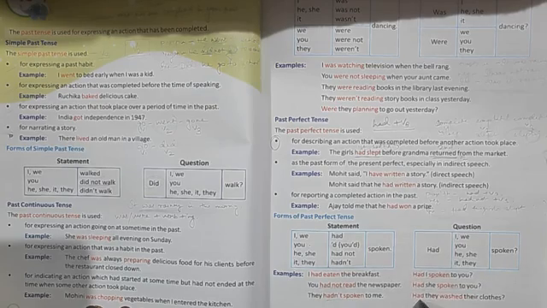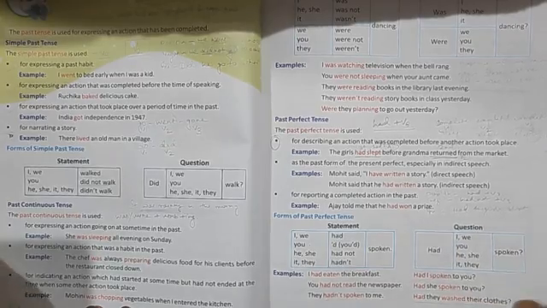See, I had eaten the breakfast. You had not read. They had not spoken. Had I spoken? Had she spoken? Had they washed their clothes? Okay. So this is your past perfect tense.